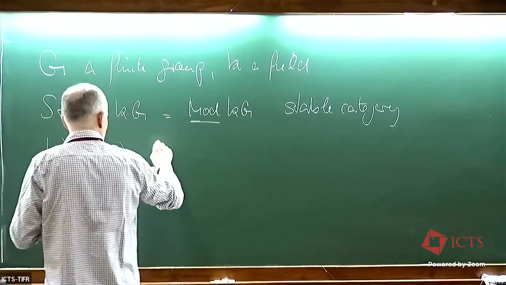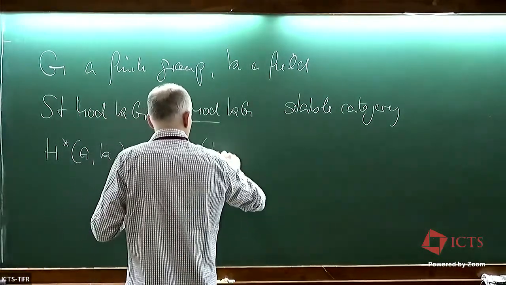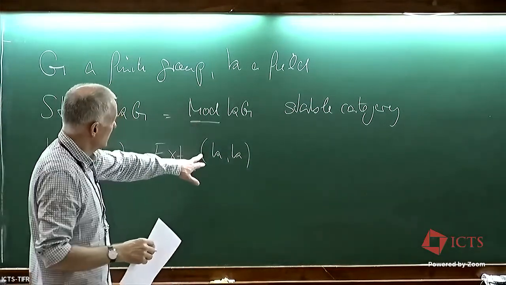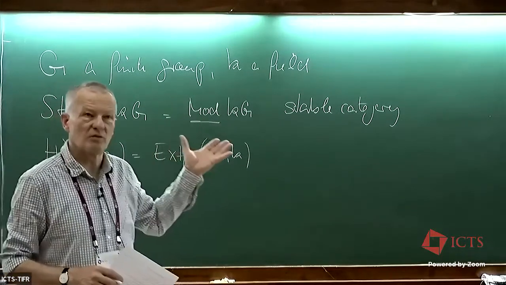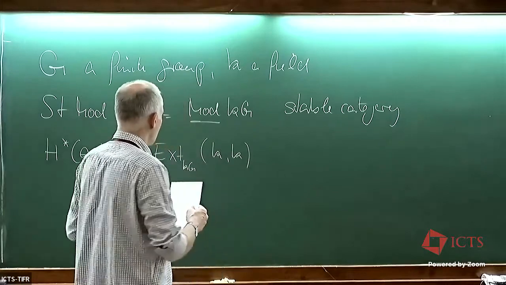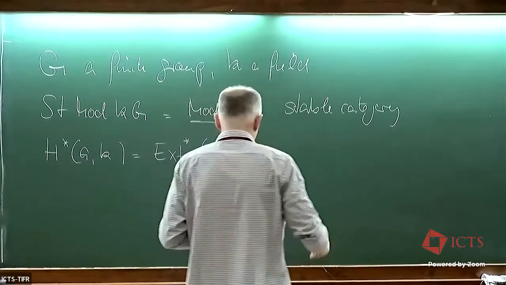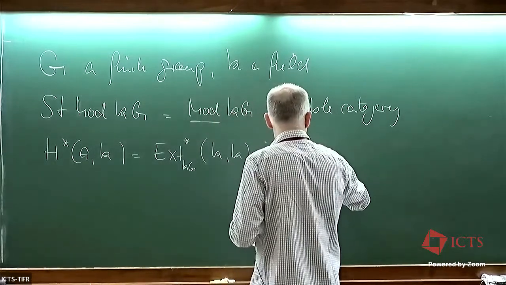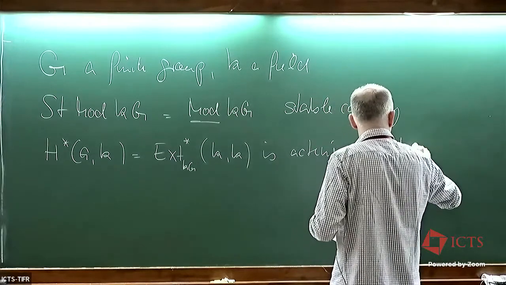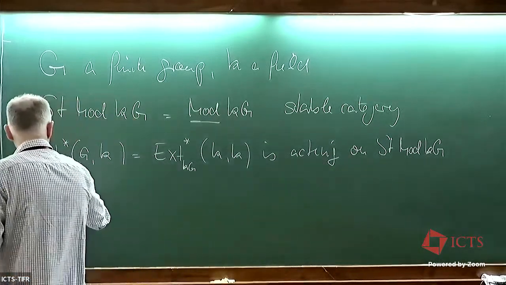So remember, you can think of this as the Ext algebra of the trivial representation. Maybe you remember we have a tensor product, and the trivial representation is obviously the unit with respect to that tensor product. So we look basically at the graded endomorphisms of the unit, and this is acting on the stable module category. We have used that, so maybe I recall briefly.